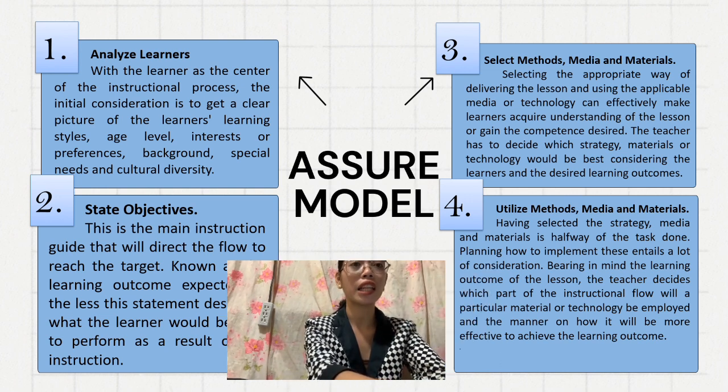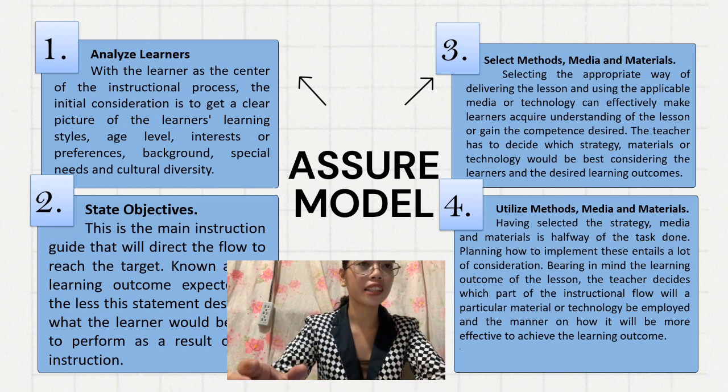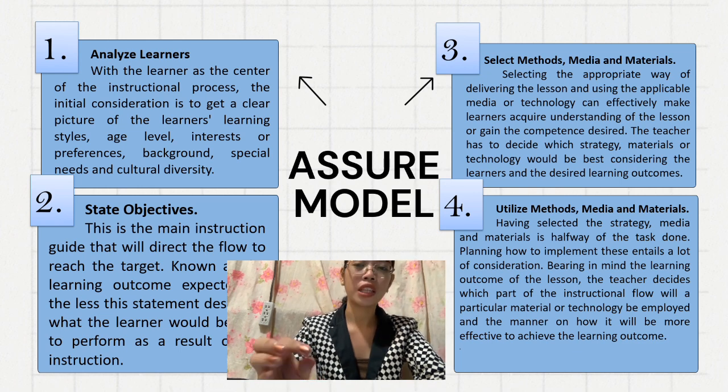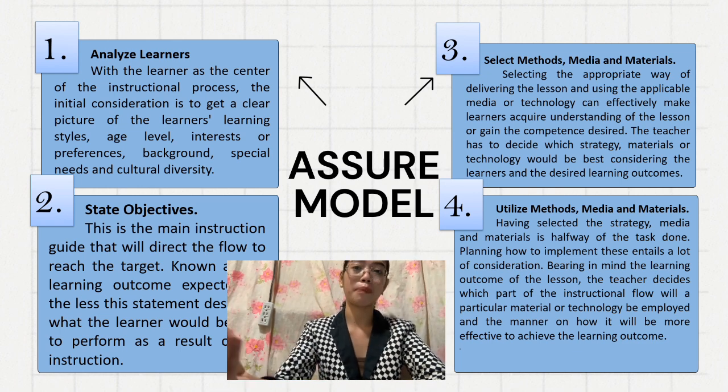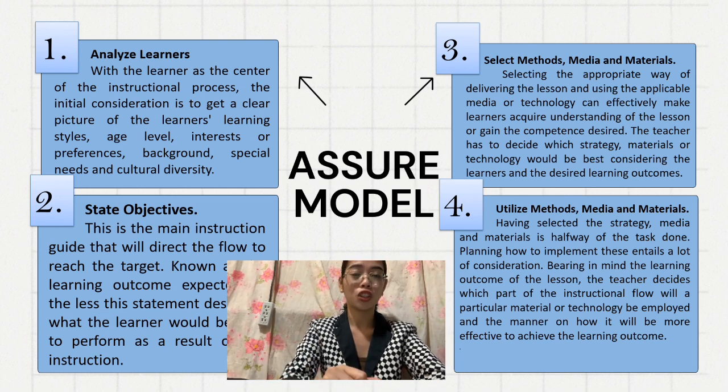Next is utilize na. Having selected the strategy, media, and materials is halfway of the task done. Planning how to implement this entails a lot of consideration, bearing in mind the learning outcome of the lesson. The teacher decides which part of the instructional flow will a particular material or technology be employed and the manner and how it will be more effective to achieve in the learning outcome. Okay, so gaina is select man na, mag-select ta, mag-choose ta kung saan the best technology ang atong gamiton.